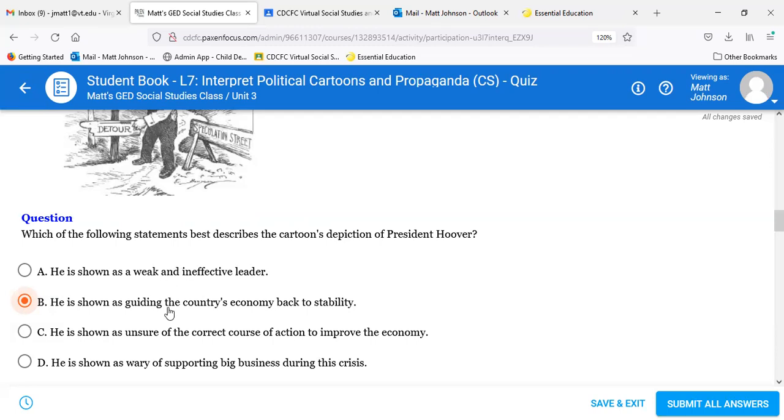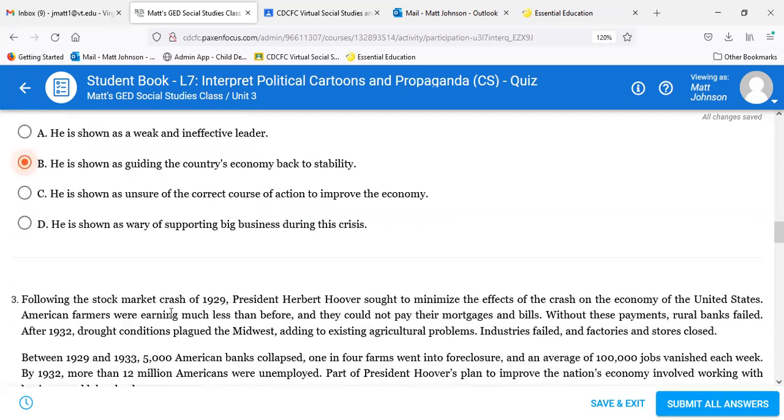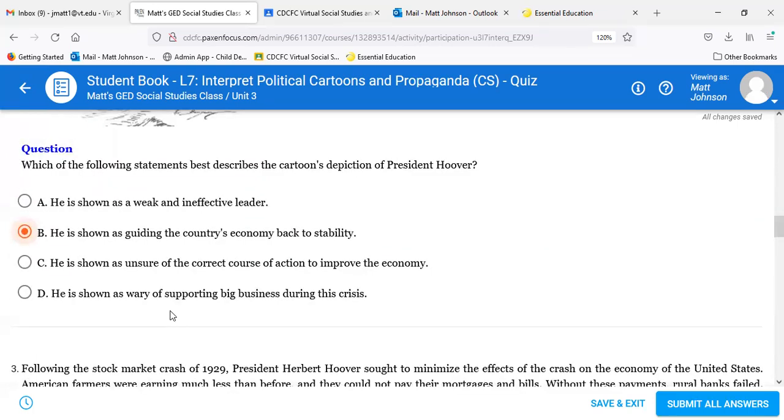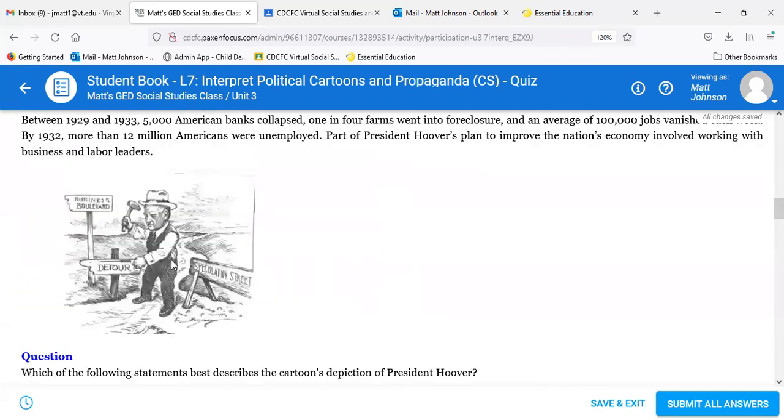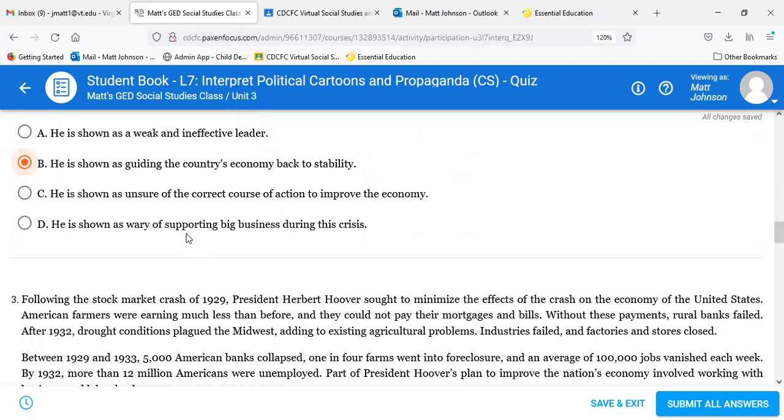But B is in boy, right? He is trying to guide the country here. And just as far as the illustrator's viewpoint, this is somebody who is likely pro Hoover. He is in support of Hoover and his policies.